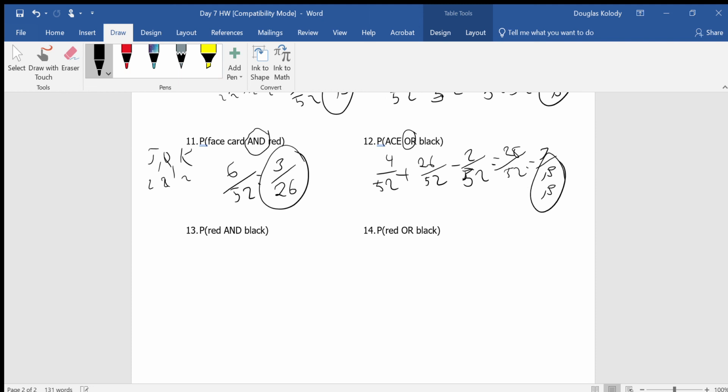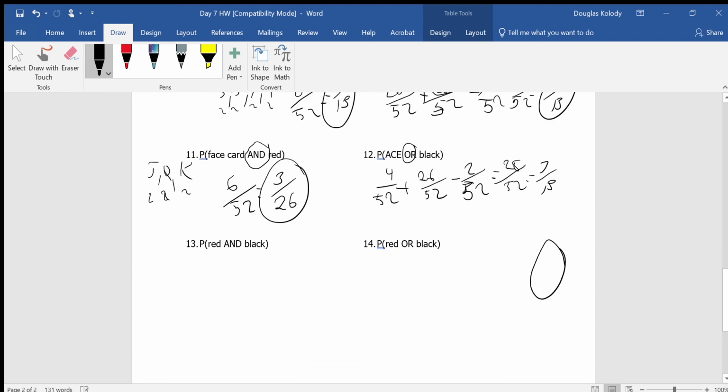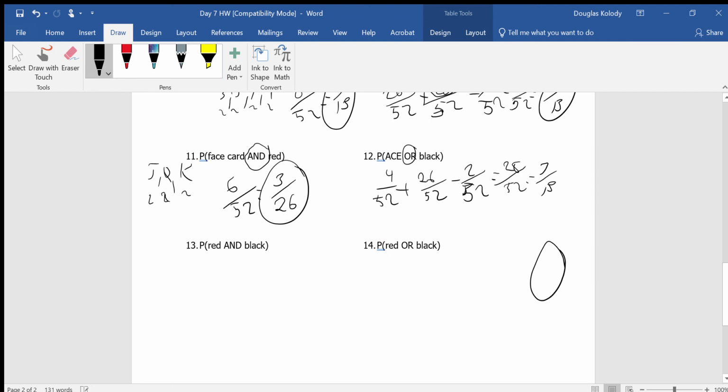2 more questions. Red, oh, did it again. How does that do that? I don't know. Here, let's erase there. For some reason, it's moving along with it.